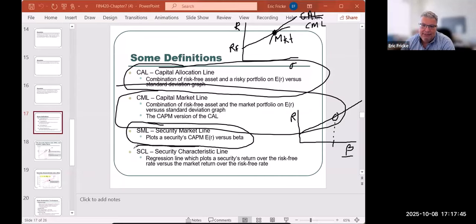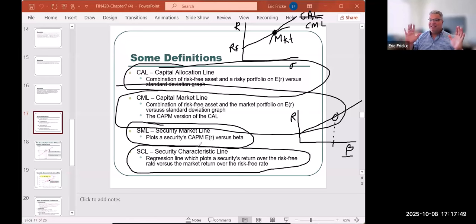This last line is basically a graphical representation of where beta comes from. It looks at the return of a particular stock versus the return of the market, and it plots all your historical data, does a best fit line, and the slope of that best fit line is beta. So the security characteristic line shows you where beta comes from when you do a regression of a stock versus the market return.